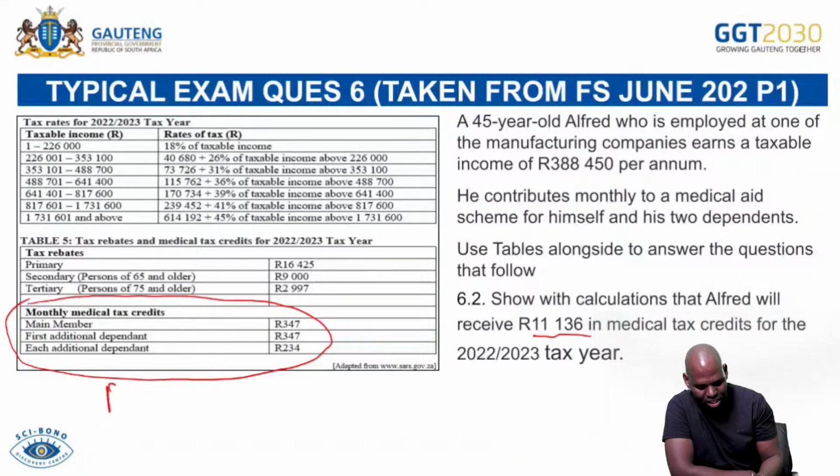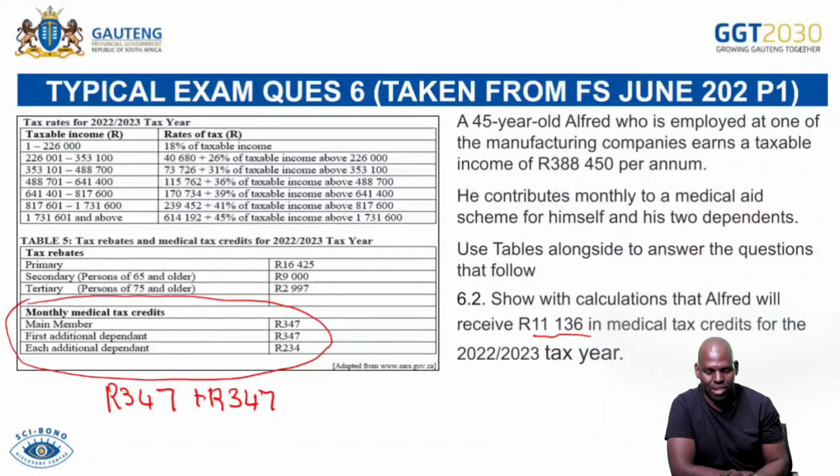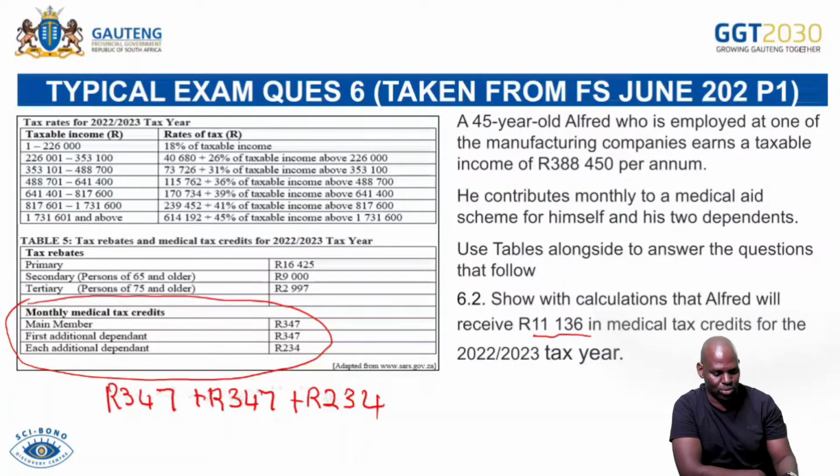The first one, himself, is going to pay 347 rand. The first additional dependent also pays 347 rand. But for each additional dependent it is 234 rand. And remember, this is per month. So if I add 347 plus 347 plus 234, I get 928 rand.